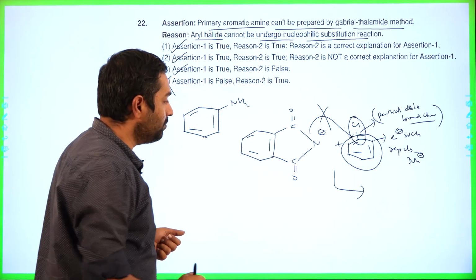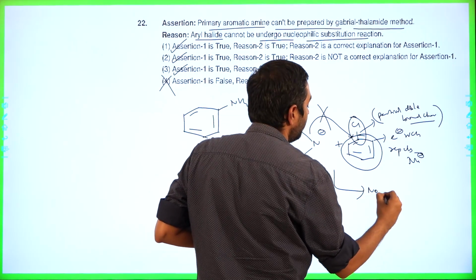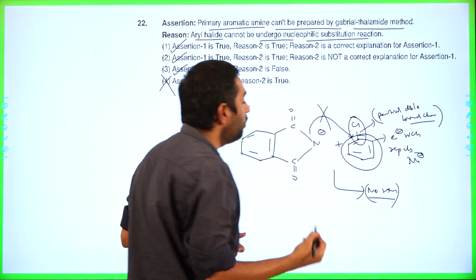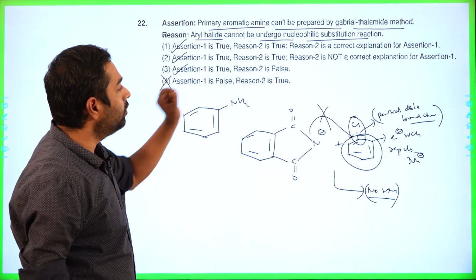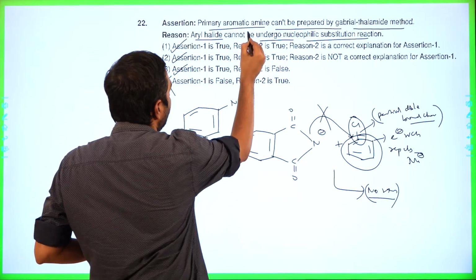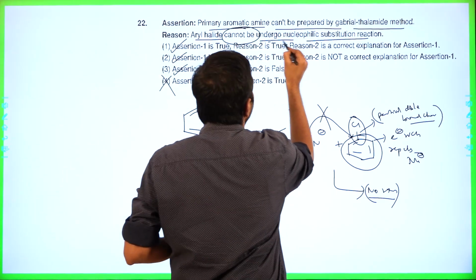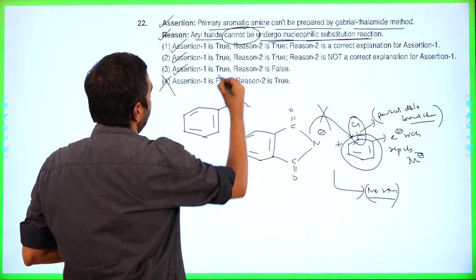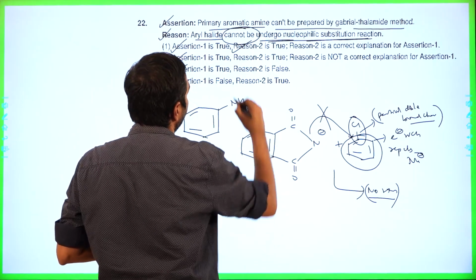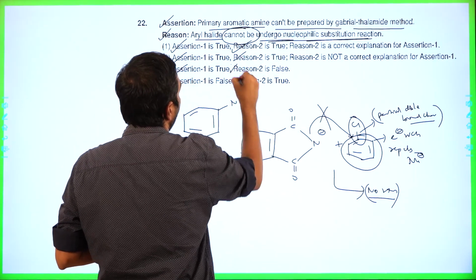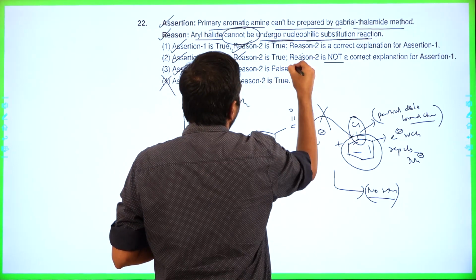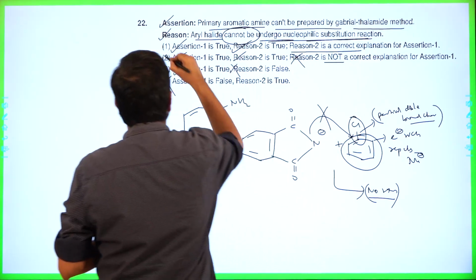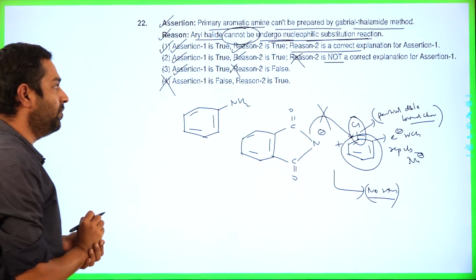So, the idea is very simple. You will end up having in this case no reaction. What is the reason for no reaction over here? Because nucleophilic substitution cannot happen, cannot undergo nucleophilic substitution reaction. This statement is correct and it is the perfect reason. So, reason 2 is going to be true over here. This is also true here. Reason 2 is false is wrong. Reason 2 is not correct, that is wrong. It is the correct explanation. Answer is option 1 in this particular case here.